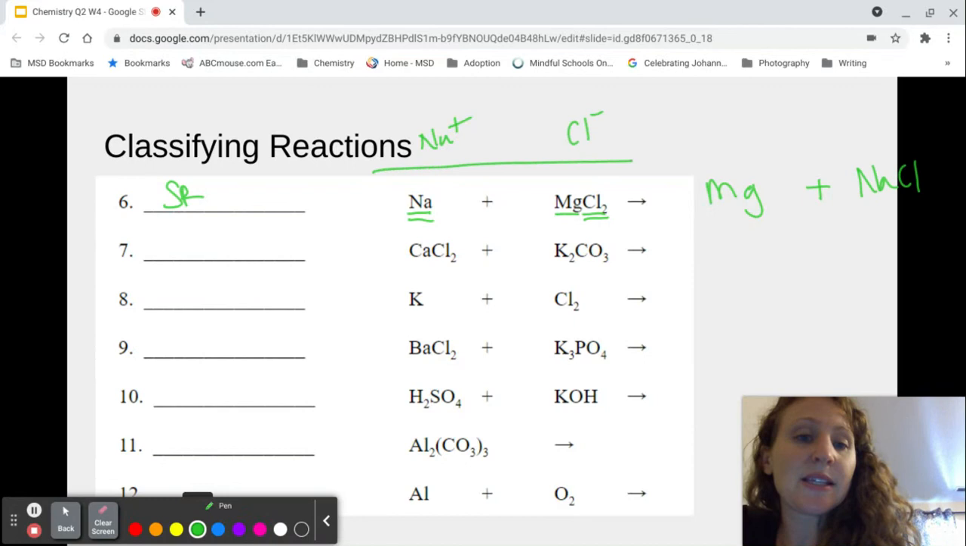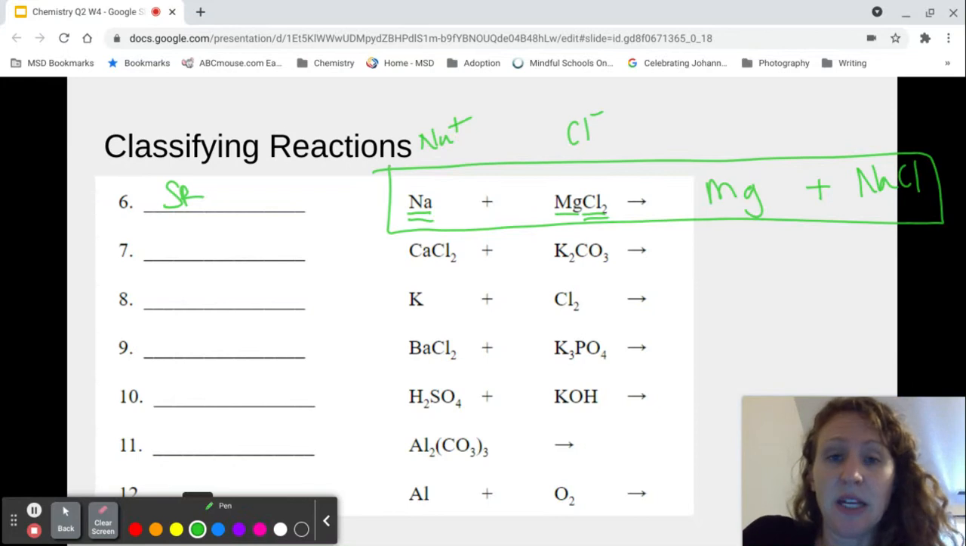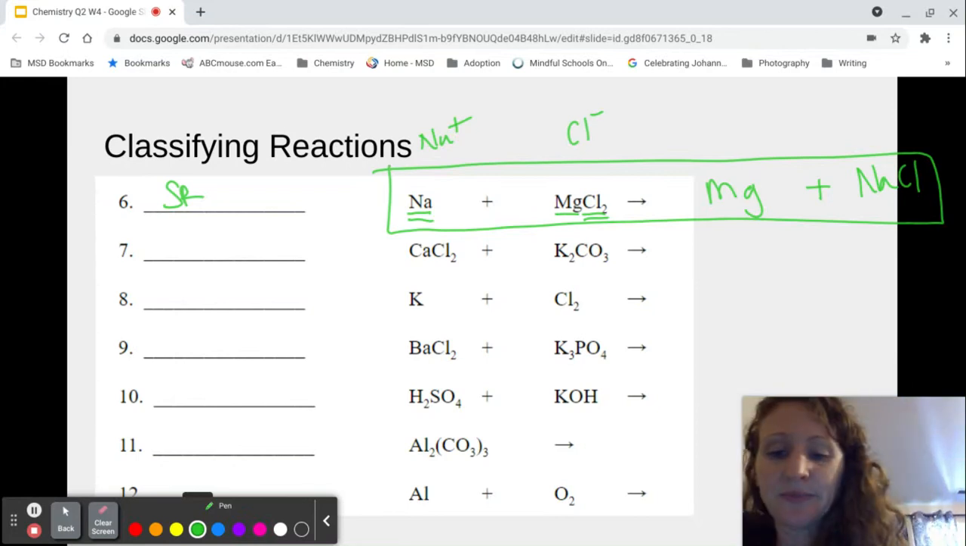So this is the skeleton equation. Notice the equation's not balanced, but all the formulas inside my equation are balanced.